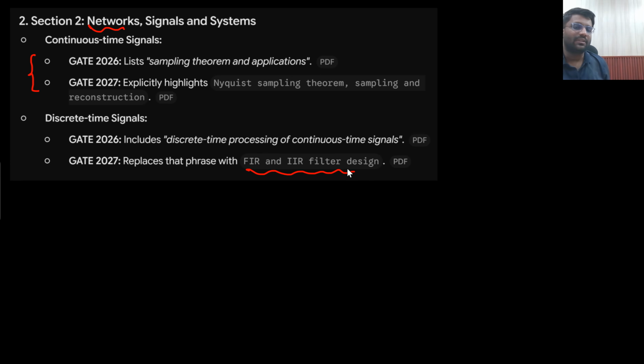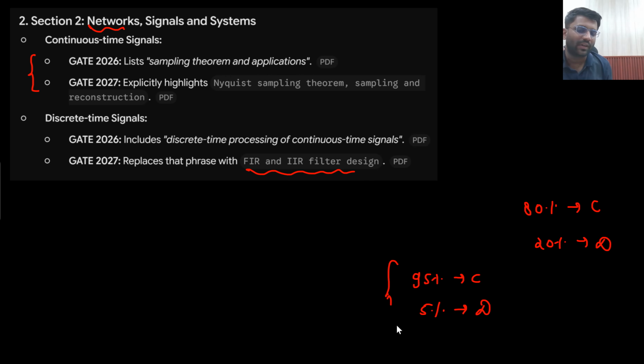The point is that when we see the PYQs, 80% of the PYQs are from the continuous part, right? And 20% of the PYQs are from the discrete part. When it comes to electrical, 95% of the PYQs are from the continuous part, 5% of the PYQs are from the discrete part. This is what we have observed, right?